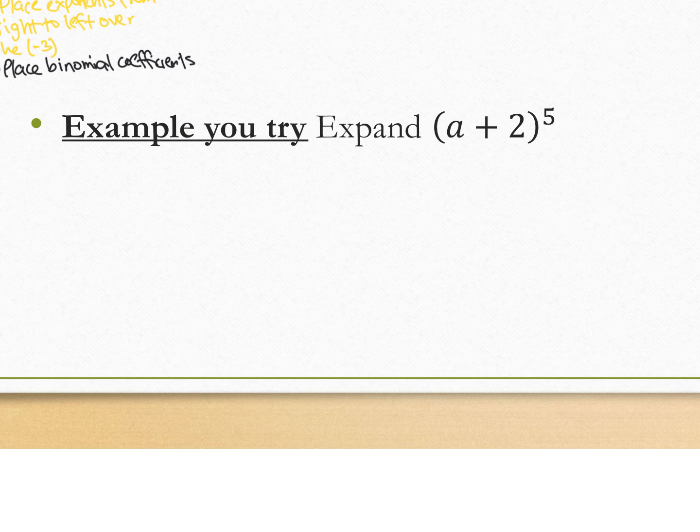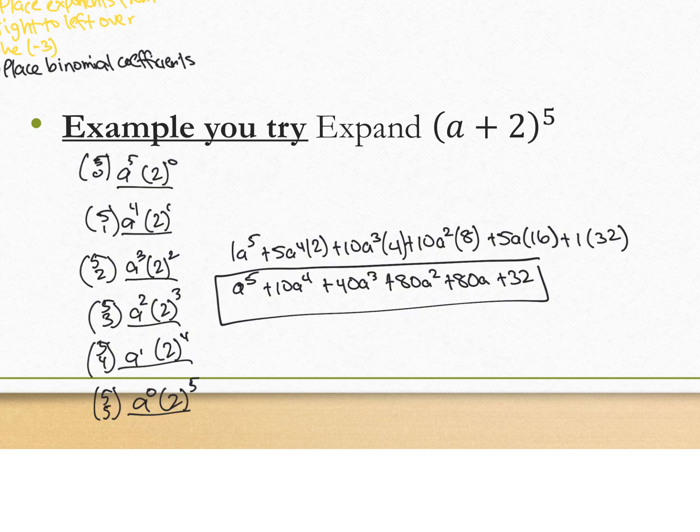Take a minute and try this example you-try. Hopefully you found your final answer to be a to the 5th plus 10a to the 4th plus 40a to the 3rd plus 80a squared plus 80a plus 32.